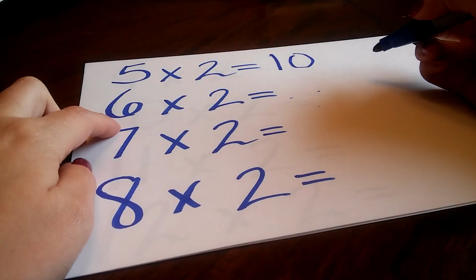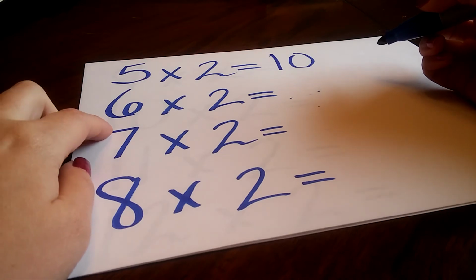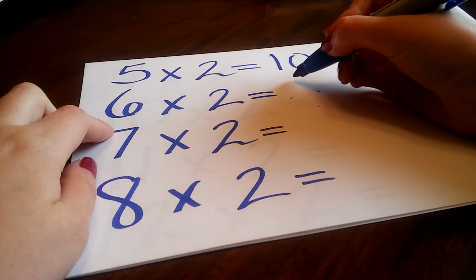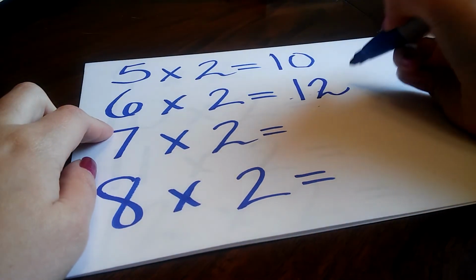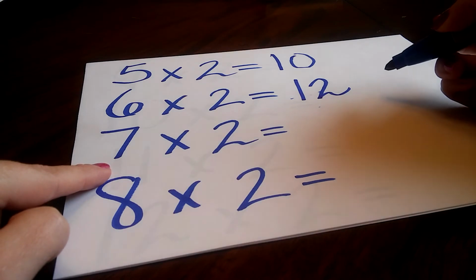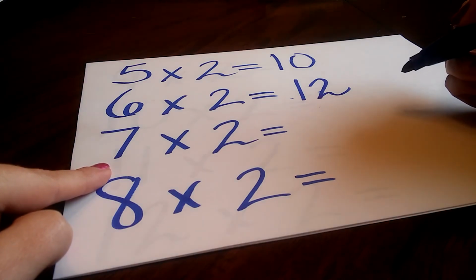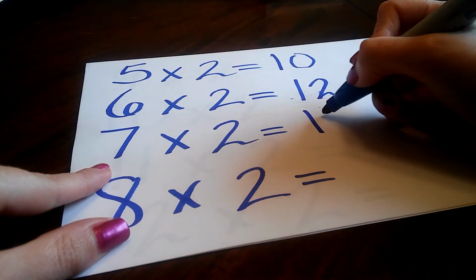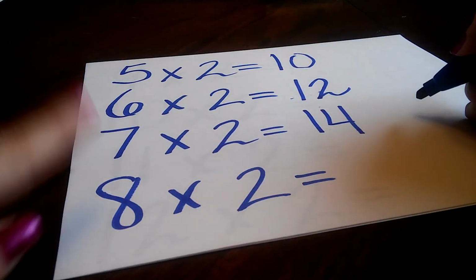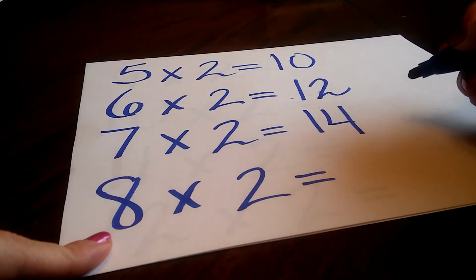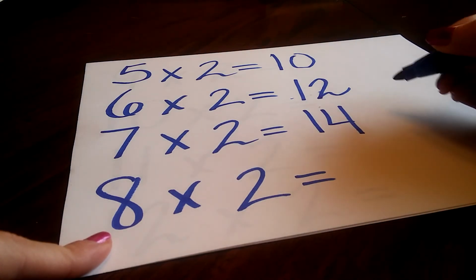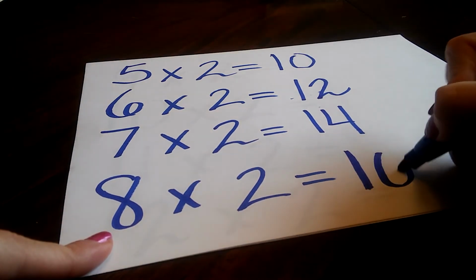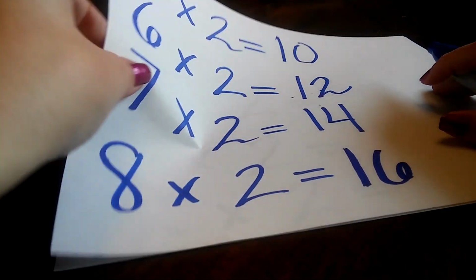6 times 2, you're going to look at the 6, and say 6 plus 6. 6 plus 6 is 12. So 6 times 2 is also 12. 7 times 2, you're going to look at the 7. 7 plus 7 is 14. So 7 times 2 is also 14. 8 times 2, that's the same thing as 8 plus 8. 8 plus 8 is 16. So 8 times 2 is also 16.